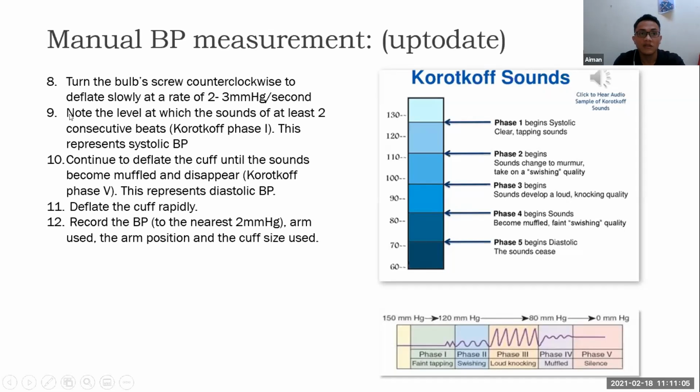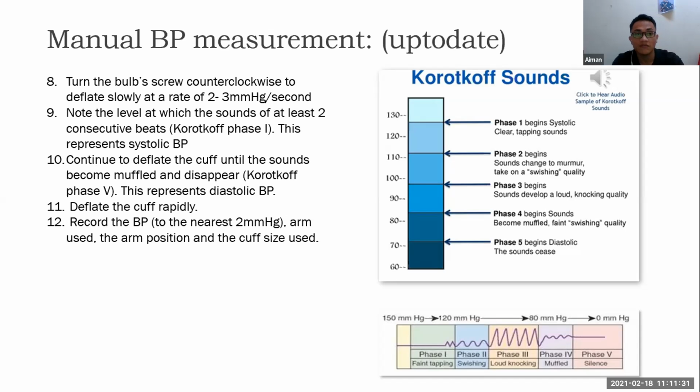Note the level at which sound is heard for at least 2 consecutive beats. This is phase 1 of the Korotkoff sound, and it represents systolic blood pressure. Then we continue to deflate until the sounds become muffled and disappear. This is the Korotkoff sound, and this represents diastolic blood pressure.